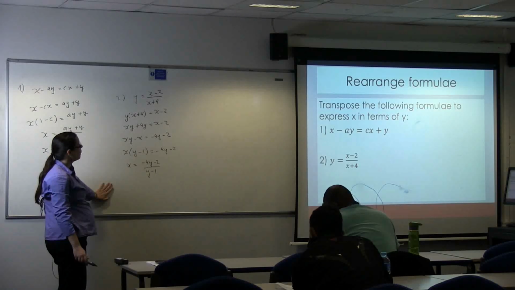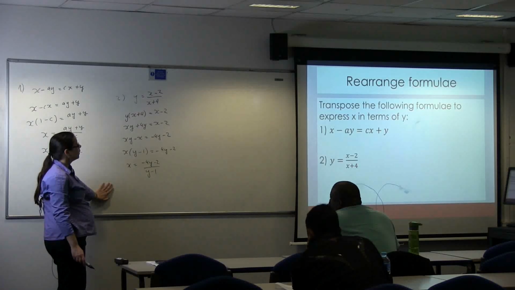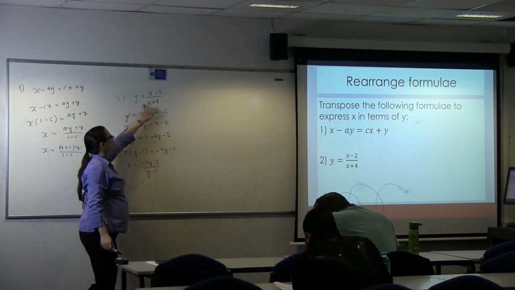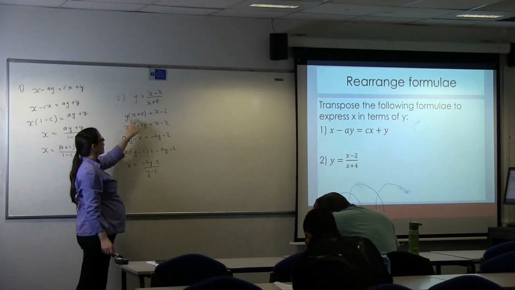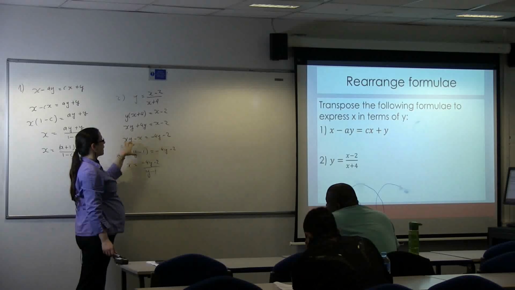So the key here was that I had to undo the division first by multiplication, then break up the bracket, then collect x's on one side, factor out, and divide down.